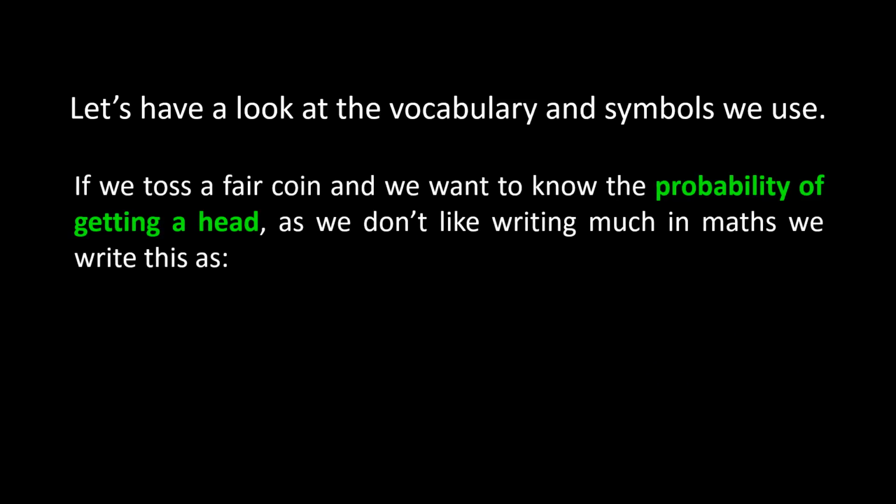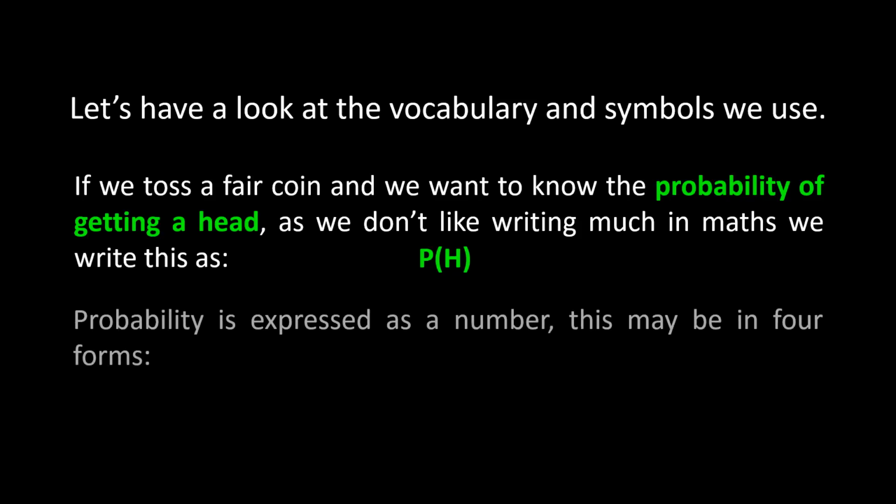Now if we toss a fair coin and we want to know the probability of getting a head, we don't like writing too much in maths, so we shorten that probability of getting a head to just that. Nice and easy. P for probability, H for head, and notice the brackets.